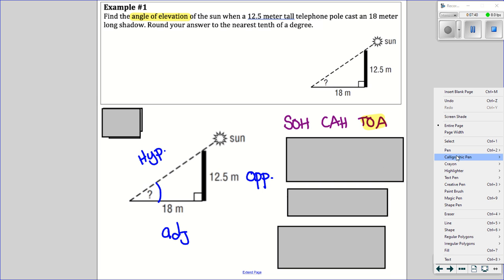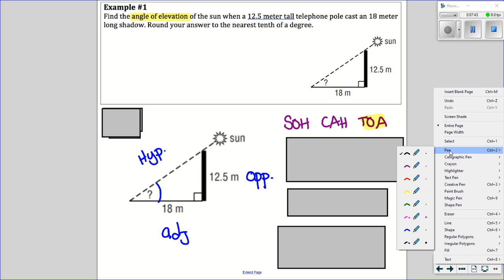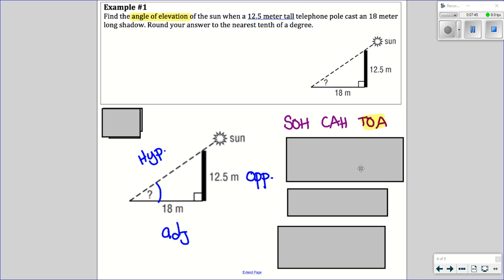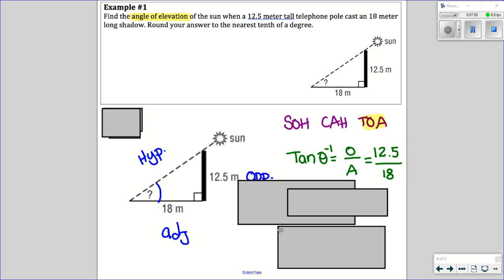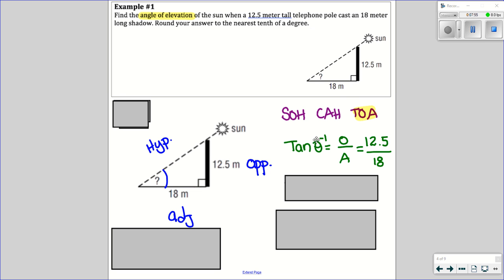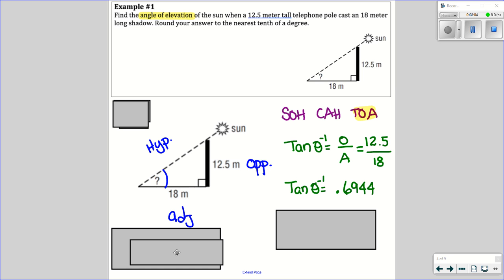All right, so now we need to set up our ratio. We know we're looking for an angle, so it's going to be inverse. We're using tangent. So that means we're going to do the inverse of tangent equals opposite over adjacent, which is going to be 12.5 over 18. Now we're going to find the value of 12.5 over 18. That gives us 0.6944, but that is not our answer. That is just the value for that angle that we need to look for.